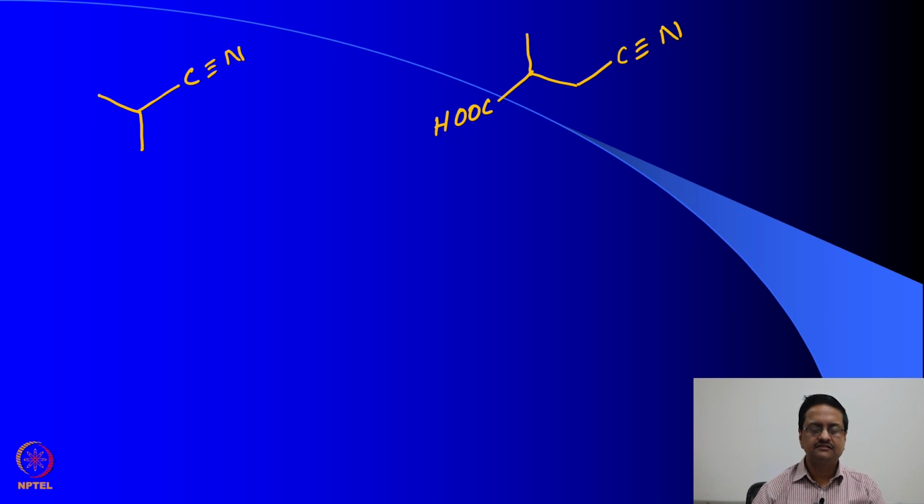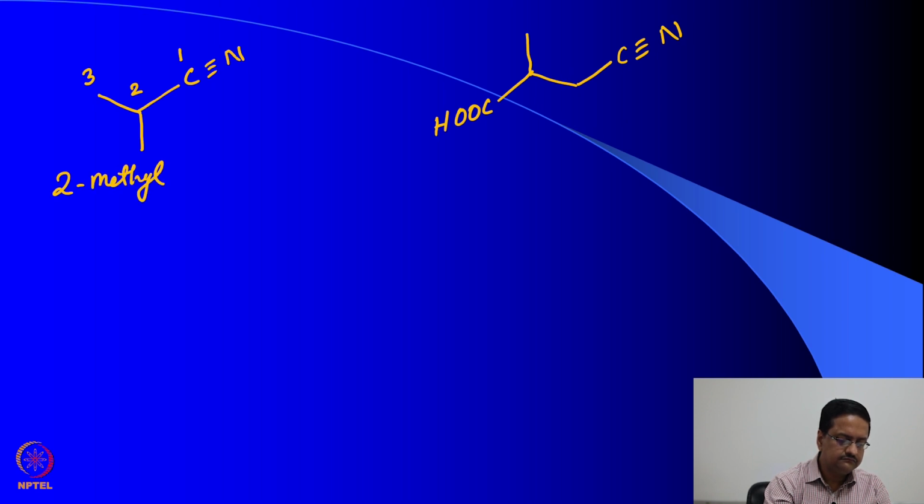So, what is the difference? In one molecule, you have only one functional group, that is the CN or the cyanide group. In the other molecule, you have 2 functional groups, one is carboxylic acid and the other one is cyanide. So, in the first case, the numbering should be like 1, 2 and 3, and we write it as 2-methyl propan nitrile.